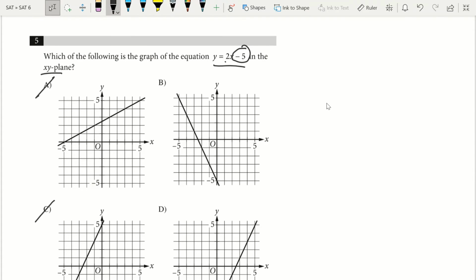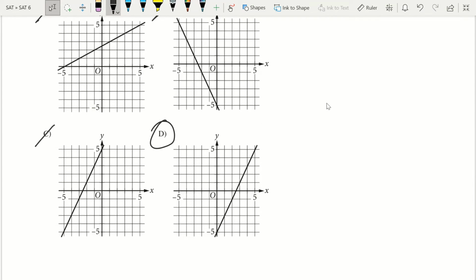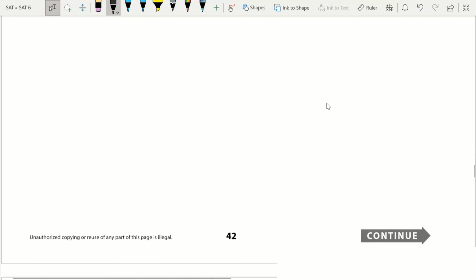And I see I have 2x as my slope, so positive slope, so I should be increasing. So I can go ahead and get rid of B because it has a negative slope. And I see that D has positive slope and a y-intercept of -5, so it must be my answer.